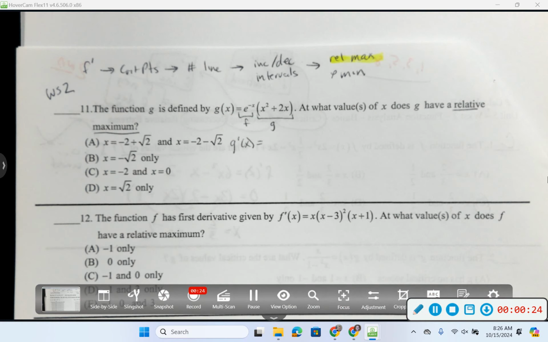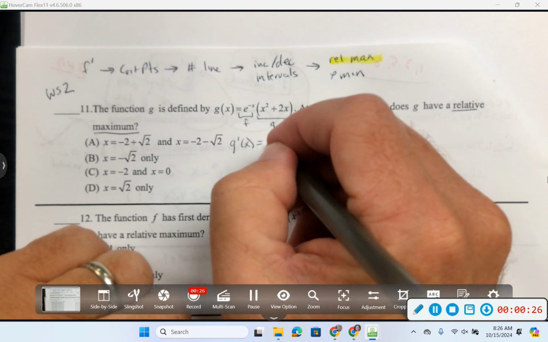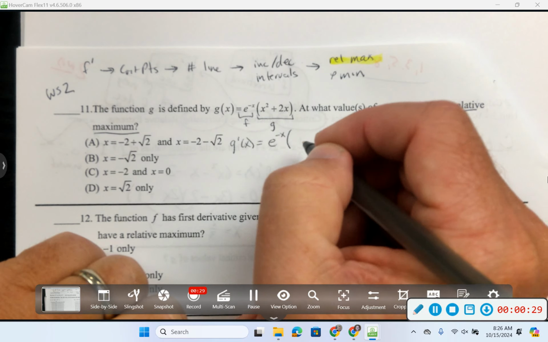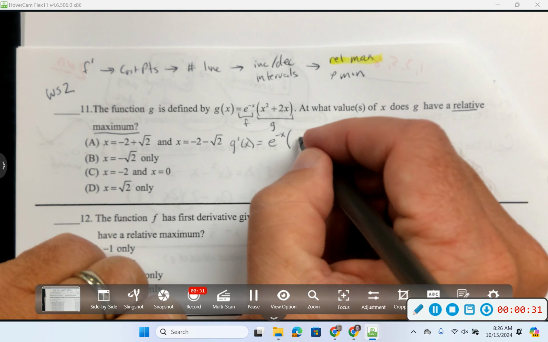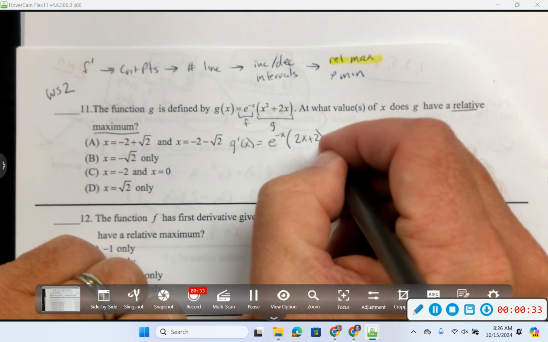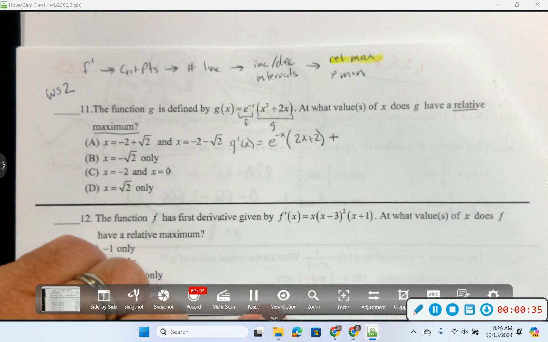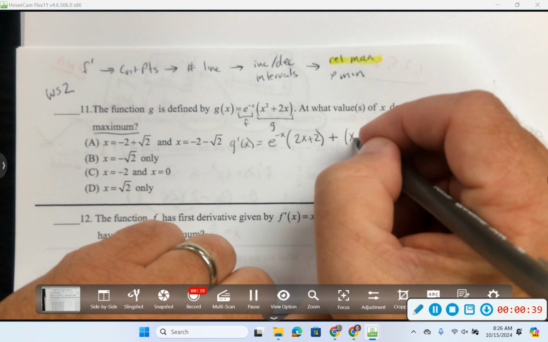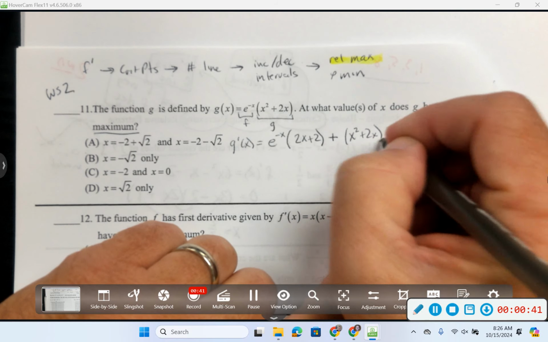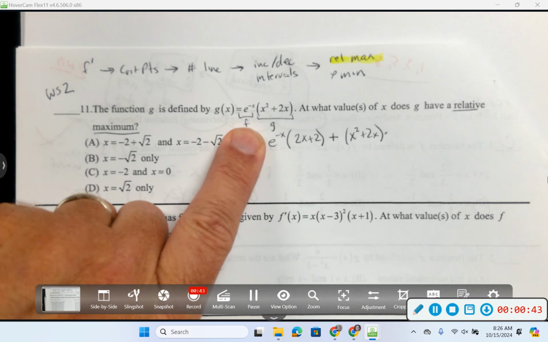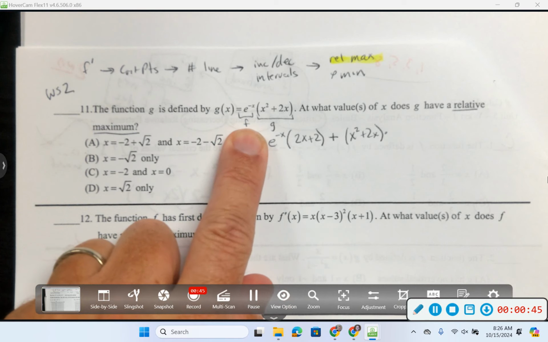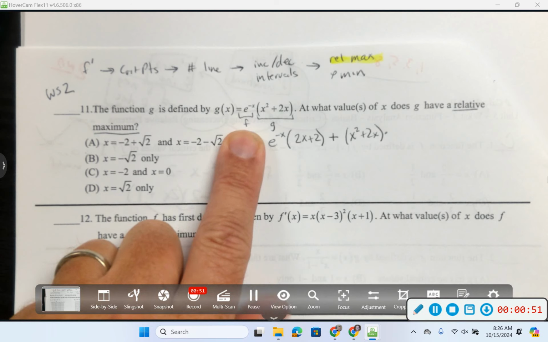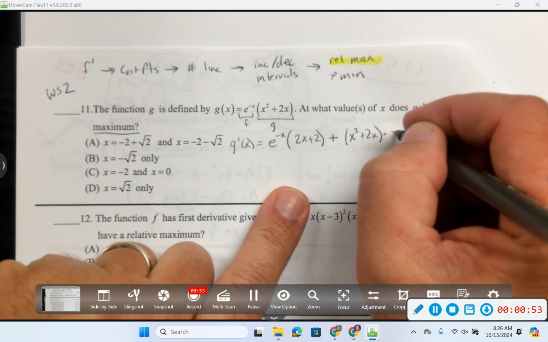So I'm going to do first times derivative of the second, e to the negative x. Derivative of the second would be 2x plus 2, plus second times derivative of the first, x squared plus 2x. The derivative of e to the negative x, what's the derivative of e to the negative x? Good. Negative e to the negative x, or e to the negative x times negative 1.